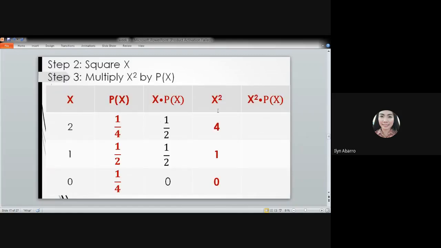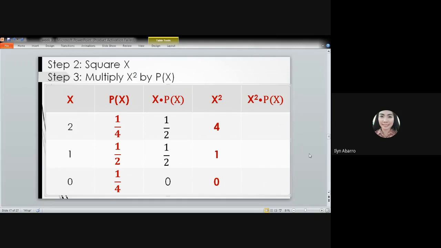Okay, let us proceed. So, we're going to get the square of the random variable x, or x squared. Kailangan kasi natin yan kasi nasa formula siya. So, pag squared or exponent na 2, ibig sabihin we're going to multiply the base 2 times by itself. So, imumultiply natin siya sa kanyang sarili ng dalawang beses. 2 times 2 or 2 squared is 4. 1 times 1 or 1 squared is 1. And 0 squared or 0 times 0 is 0. So, that is x squared.